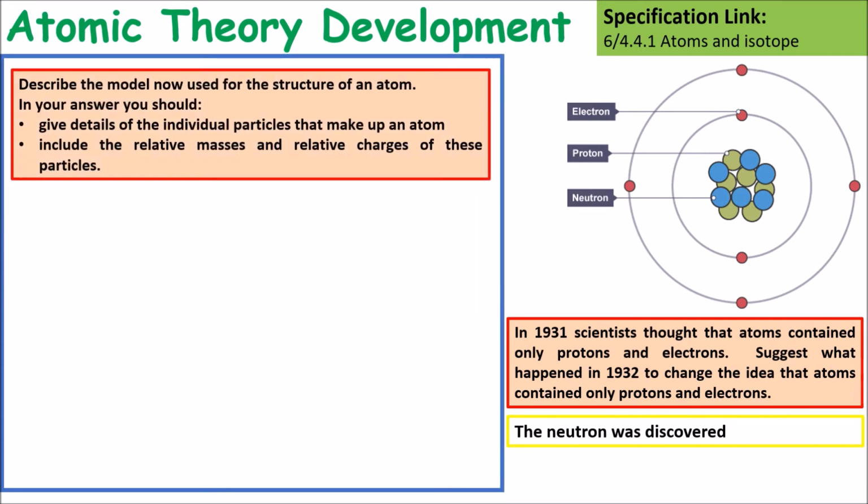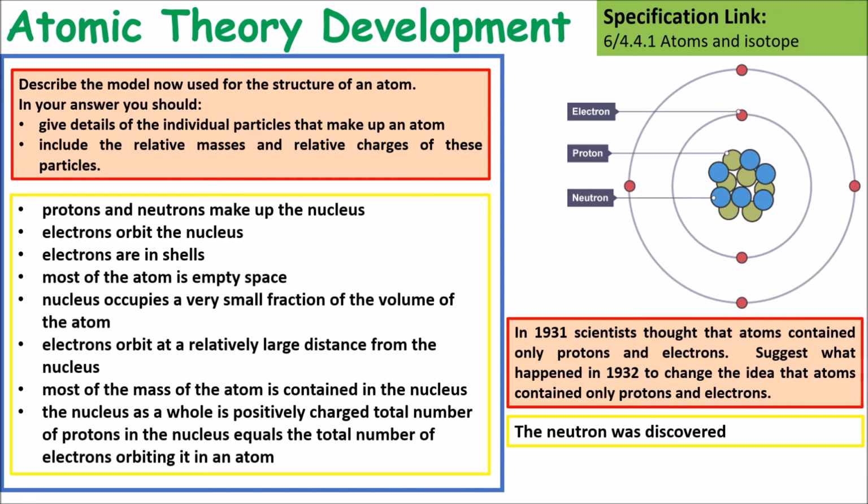If we're looking to describe the model that was used for the structure of an atom, key things that we need to talk about are that the nucleus is made of protons and neutrons. Electrons are orbiting it. Electrons are found in shells. Most of the atom is empty space. The nucleus only occupies a very small fraction of the atom. The electrons orbit relatively large distances away. And the nucleus as a whole is positively charged, whereas the electrons are negatively charged.